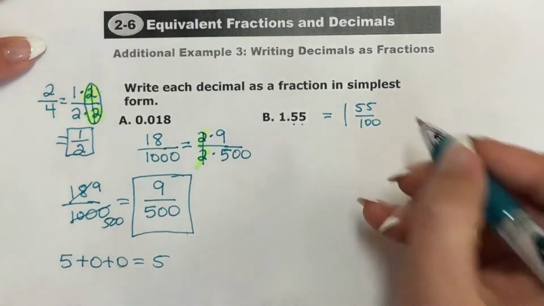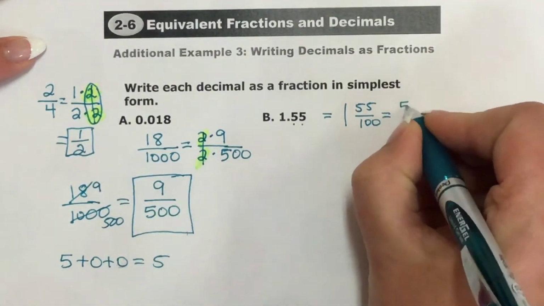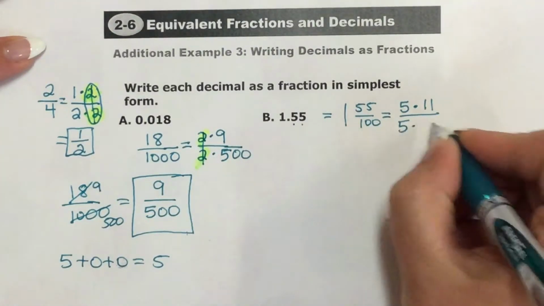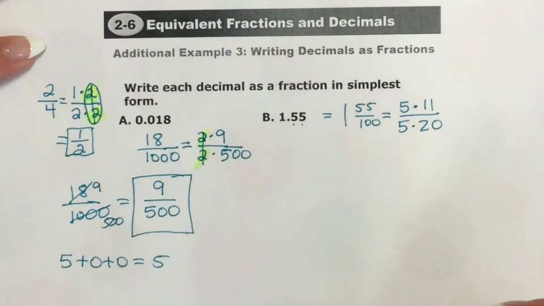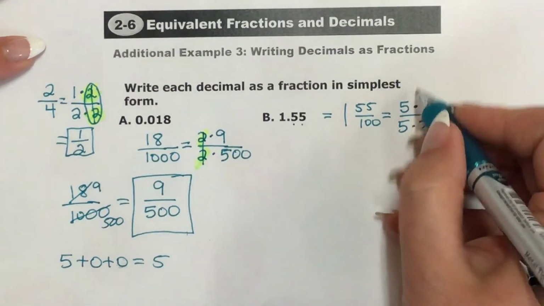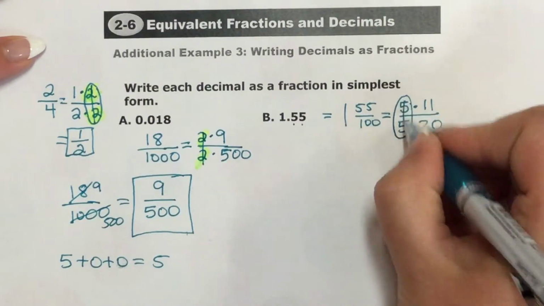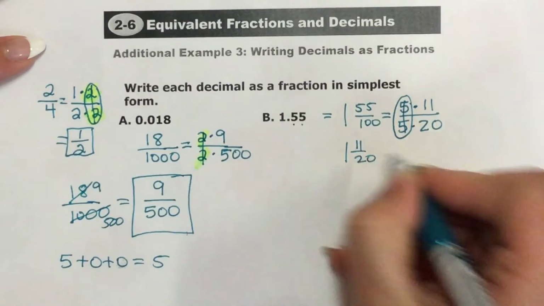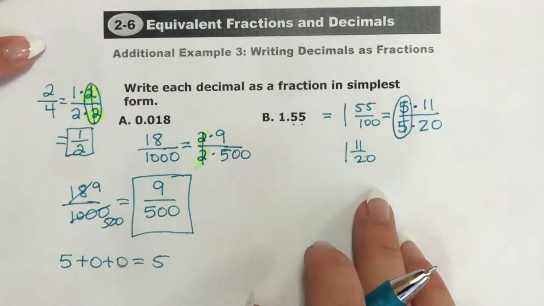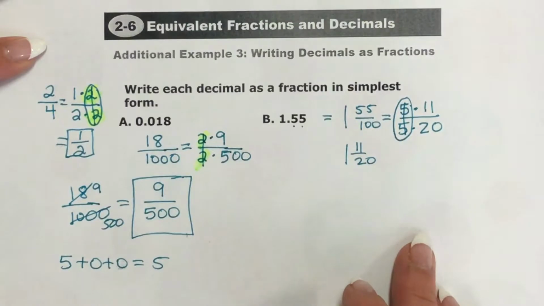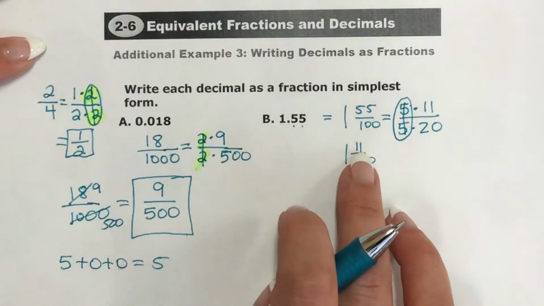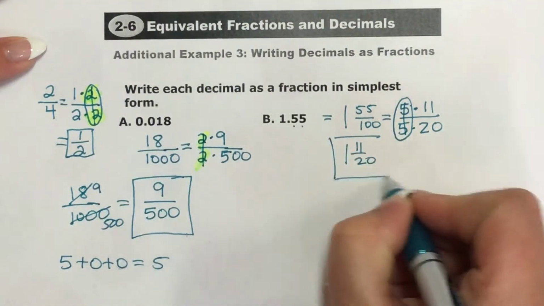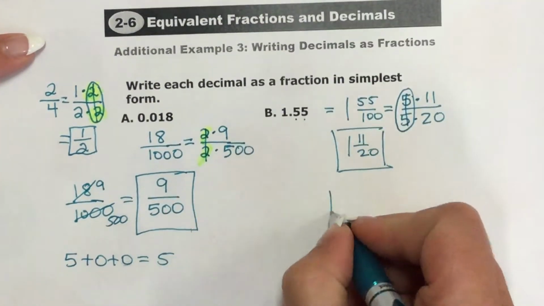So I know that 5 times 11 is 55, and I know that 5 times 20 is 100. What's going to happen with these 5s? That's the common factor. That's going to be 1, and that gives you 1 and 11/20ths. And then you say, are there any other common factors within there? 11 is a prime number, and 11 plus 11 would be 22. So no, this is in simplest form. If I was doing this problem, I would probably do it like this.